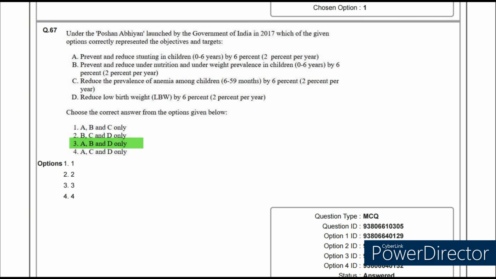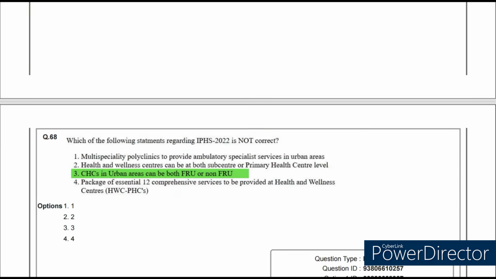Now coming to question number 67, which is regarding Poshan Abhiyan objectives and targets. In this case, option C is wrong because they have given 6%. It's not 6%, it's 9%, which comes to 3% per year. So correct option should be A, B and D. Option 3 is correct.